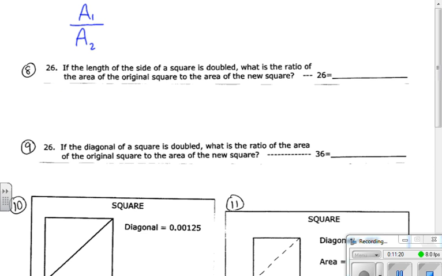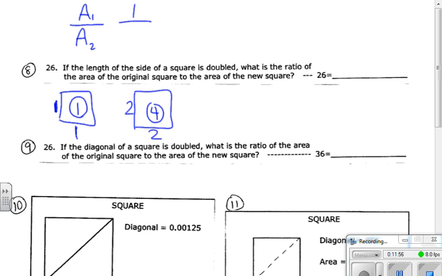So let's draw two squares. We got square 1 and square 2. If the length of the side of a square is doubled, it doesn't matter what the value is, you can make it whatever you want to be, so I'm going to make this side be 1. If the length is doubled, that means our new square, the side is 2. What is the ratio of the area? So in our original square, if this is 1, this is 1, 1 times 1 is 1. So the area of our original square is 1. In our new square, whenever we doubled the side, 2 times 2 gives us 4.